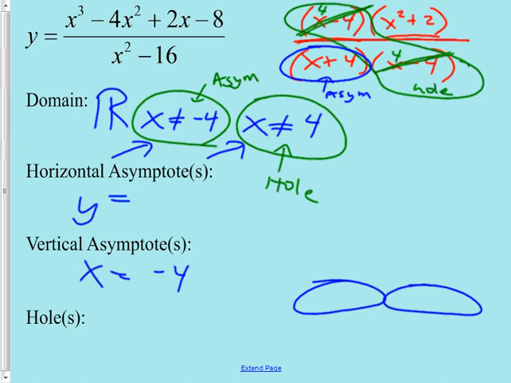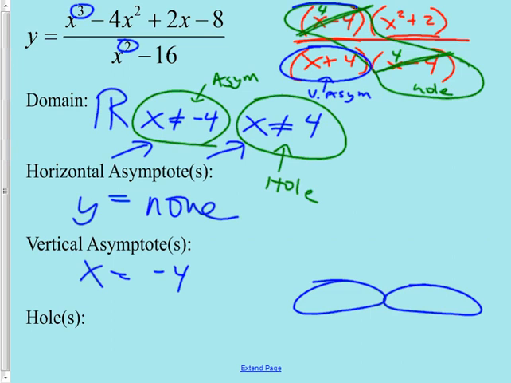So is this bigger on bottom, bigger on top, or same on both? Bigger on top. What's the rule for BOB? No asymptotes. Okay, no asymptotes. None. There are no asymptotes that are horizontal here. There are vertical asymptotes, and that's this one. Vertical asymptote at x equals negative 4. And the last thing is the hole.